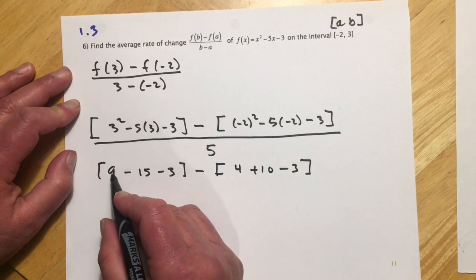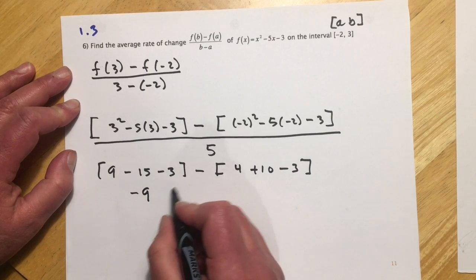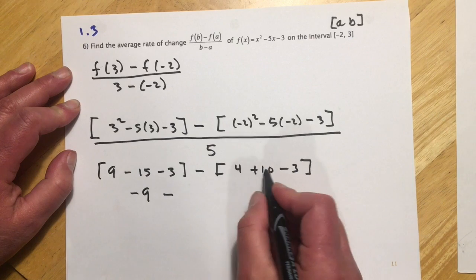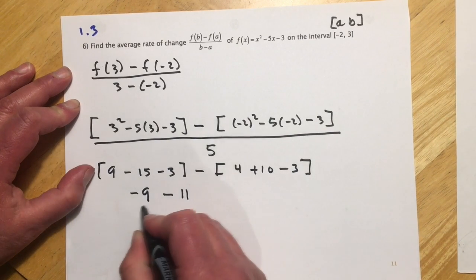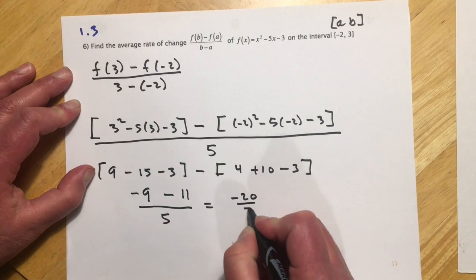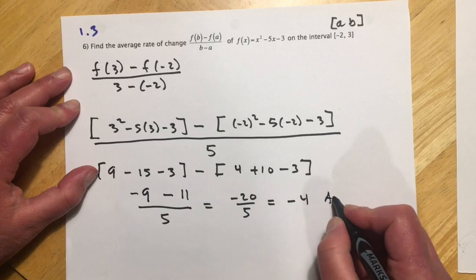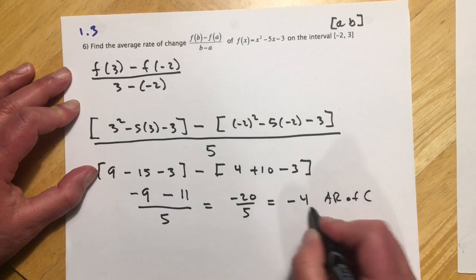And then, let's see, this would be minus 6 minus 9. And then minus 14 minus 3 would be 11 over 5. And that's going to be negative 20 over 5, or negative 4. So my average rate of change is negative 4.